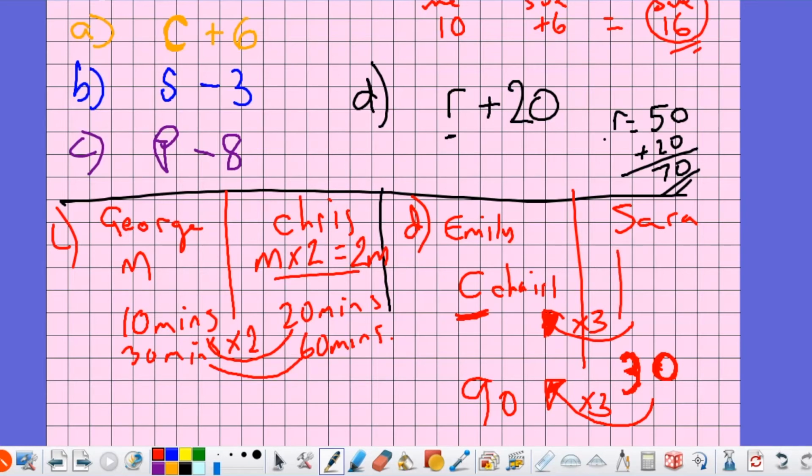So if I wanted to know what Sarah's expression would be, I've got to do the reverse. I've got to do the opposite of what we're told. We know Emily is C lots of chairs, and if I go this way I'm going to times by 3, but what would happen if I went the other way? If I go one way I times, if I go the opposite I do the inverse, and I divide by 3. So Sarah would have 3 lots less than Emily. So C divide by 3.